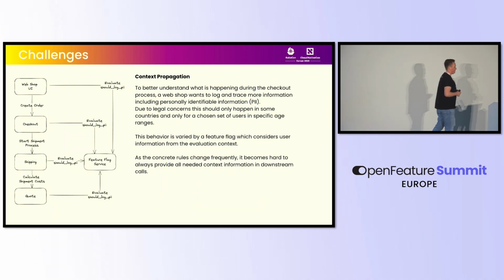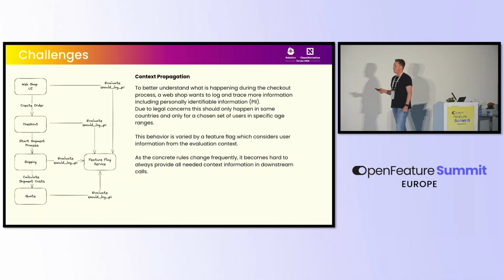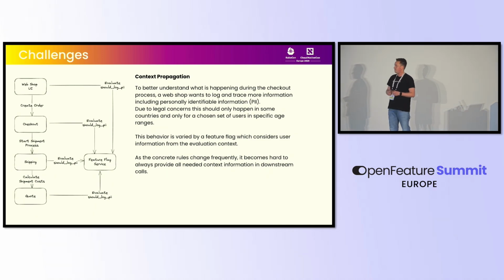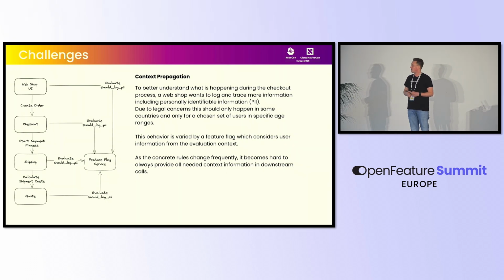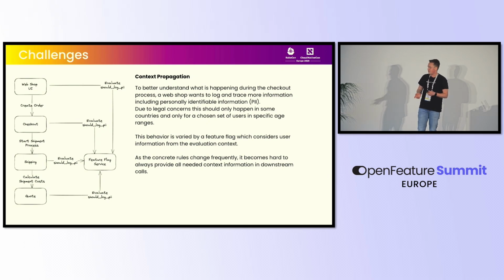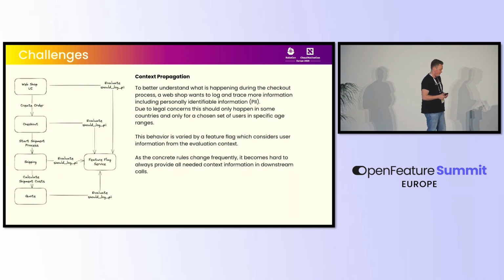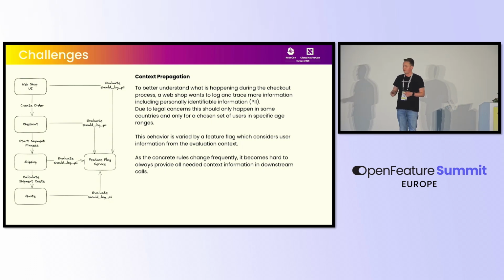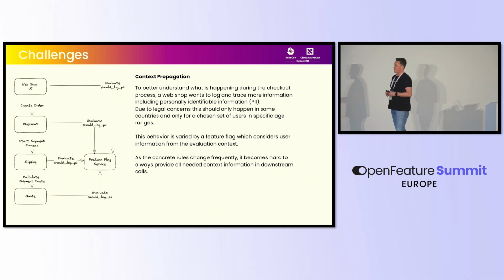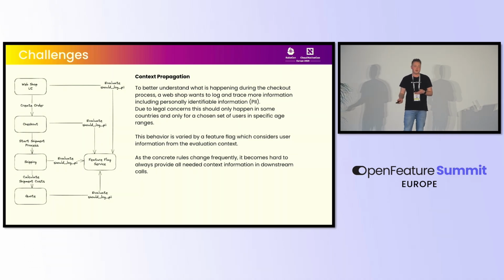Okay, another one that we have: we can see here a web shop with a linear checkout flow. When we do the checkout, we first create an order in the checkout service, then this starts the shipping process, and then calculates the shipping cost, and we get a quote. In this case, we want to understand more about what happens in the background, so we want to add some additional logging. The problem about logging is that it can be quite hard to be sure that we don't log, for example, personal identifiable information, because maybe our logging system is running in a region where we are not allowed to bring in personal identifiable information of another region. And so in all of these services, we want to know if for this exact request we should log PII.